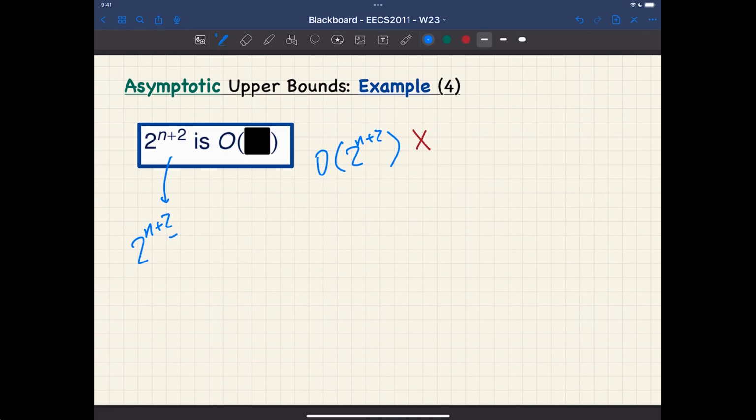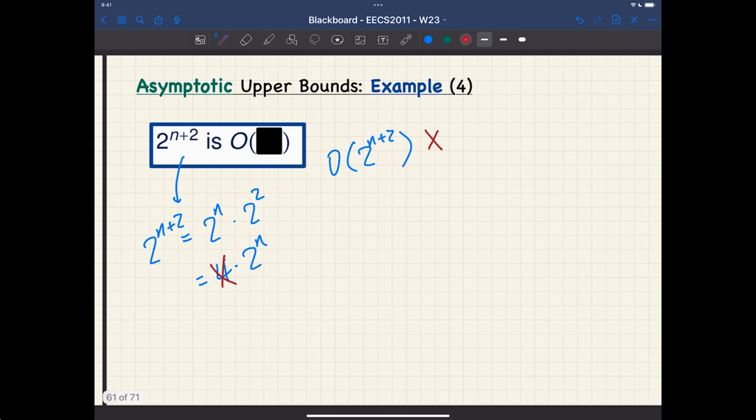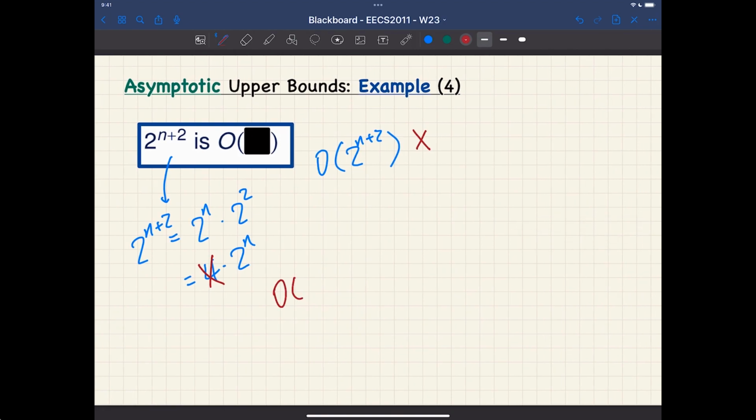Rewrite this as 2 to the power of n times 2 to the power of 2, right? Easy math. 4 times 2 to the power of n. You can drop it. Agree? So it should be big O of 2 to the power of n. That should be the answer. All right, I presume everybody's okay with this. Rather easy. It just shows you have to do a little bit of massaging on the term to make sure you can drop the lower term and the multiplicative constant.